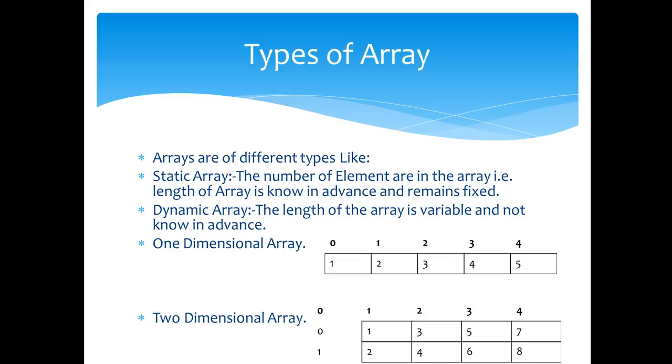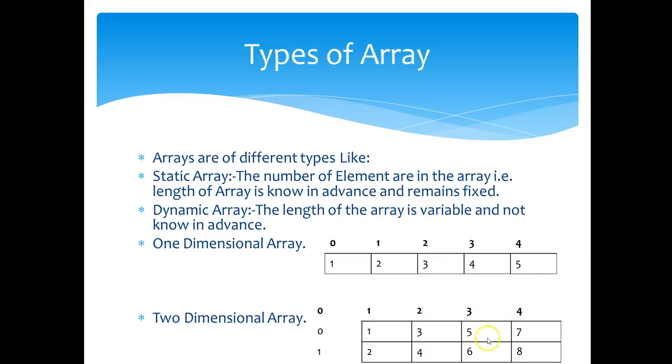A one-dimensional array means we are declaring multiple values of the same data type but in a single row. For example, you can see here there are 5 columns but in a single row, meaning we are declaring an array, a static array of length 4, holding 5 elements. And a two-dimensional array is in a tabular form, having rows and columns.